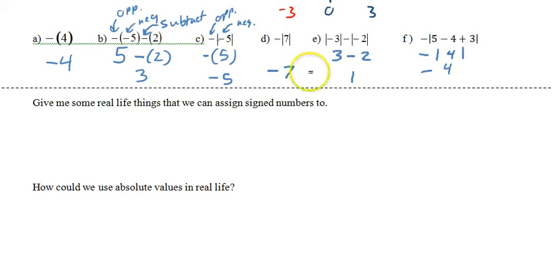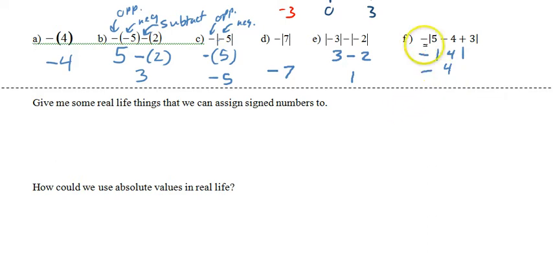So if you just covered that little negative right there, you would get 7. So the answer is negative 7. And the same thing, that's positive 3, minus, and then 2. And then this is the opposite of all of that. So 5 minus 4 is 1, plus 3 is 4. Absolute value of 4 is 4, and so it's minus 4.